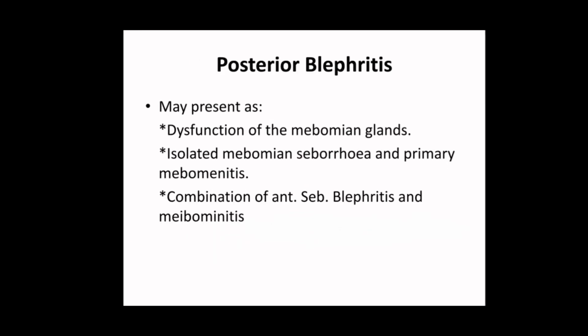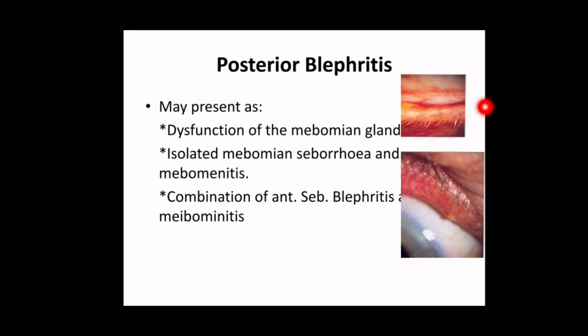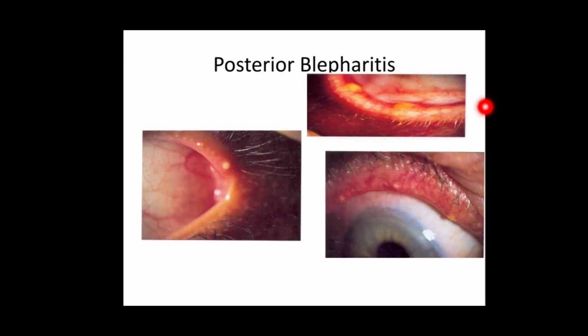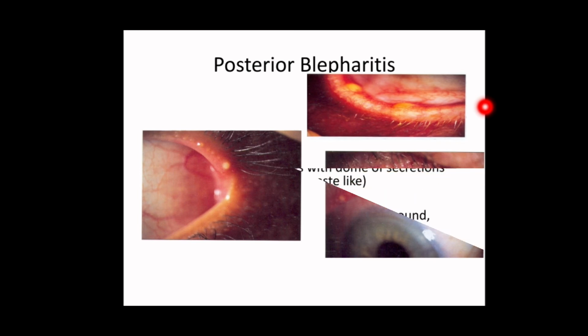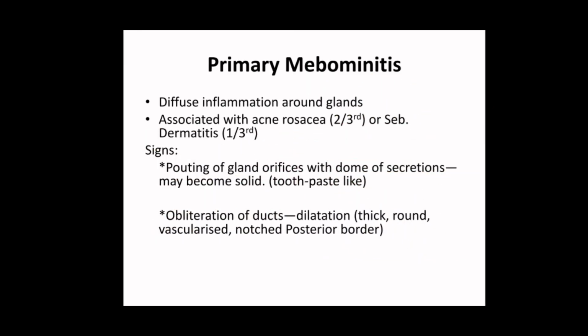Posterior blepharitis may present as dysfunction of the meibomian glands, isolated meibomian seborrhea and primary meibomianitis, or a combination of anterior seborrheic blepharitis and meibomianitis. This is a picture of posterior blepharitis. Primary meibomianitis is diffuse inflammation around the glands.